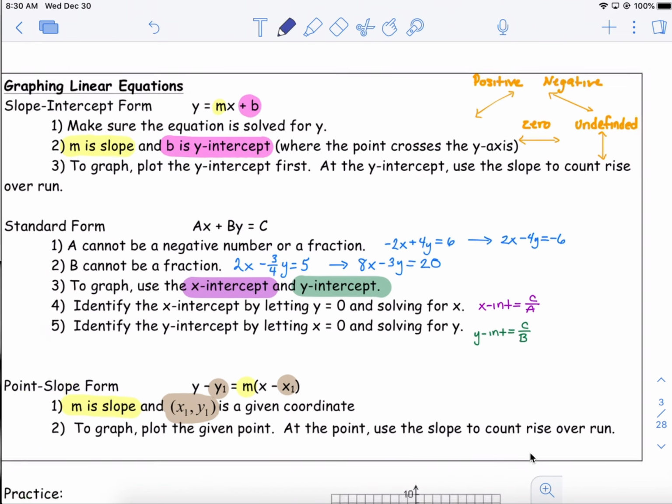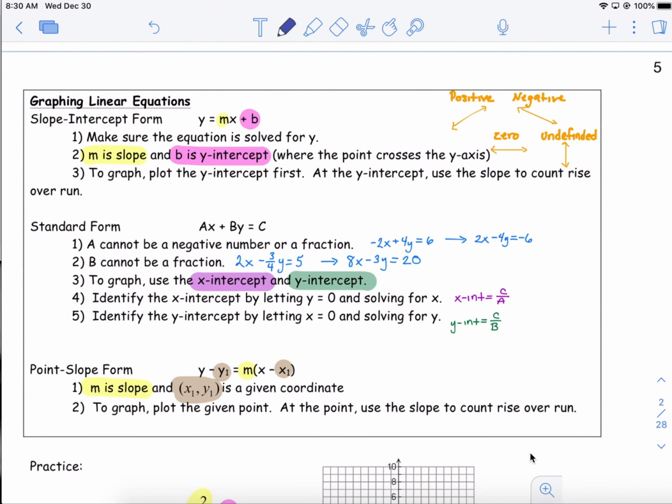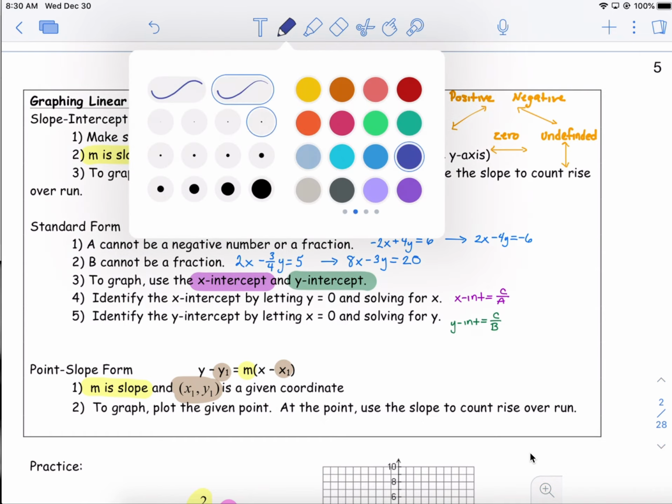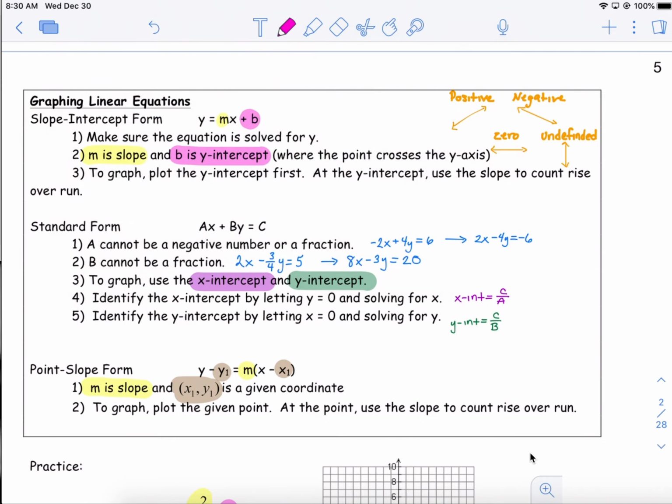Perfect. All right, so there's a lot of information here. One thing is just m and b coming out of your equation. Remember, m is your slope. It's your rise over run. b is your y-intercept. That means it's the point where you begin. When you graph, it's on the y-axis. It is the point (0, b).